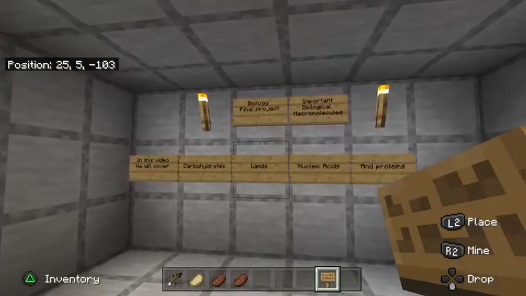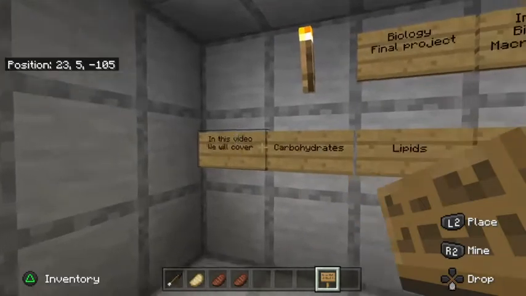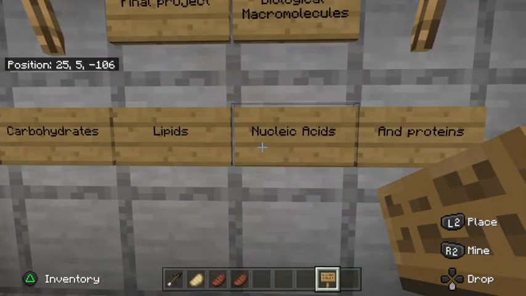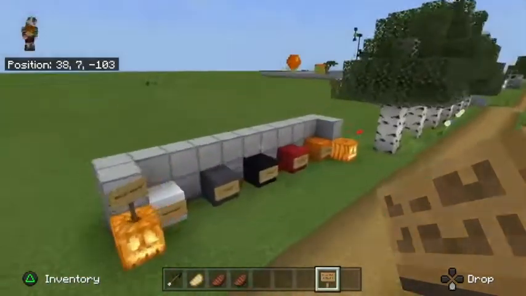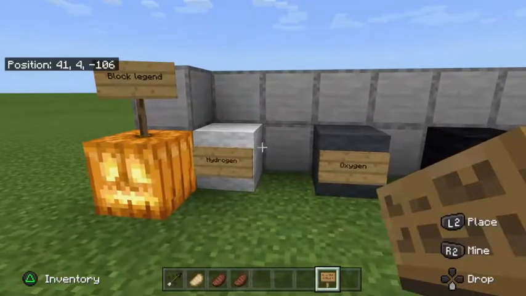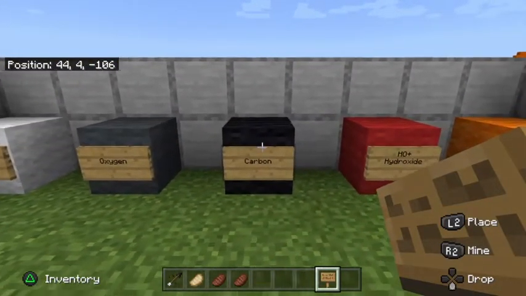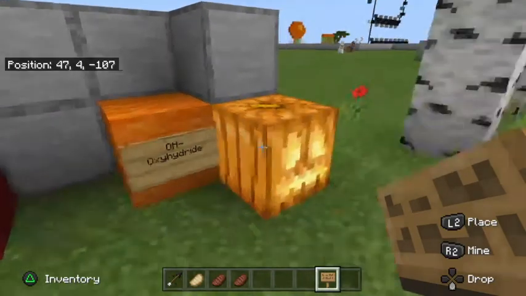So this is my biology final project about important biological macromolecules. We'll be covering carbohydrates, lipids, nucleic acids, and proteins. Here we have a simple block legend. Hydrogen is white, oxygen is gray, carbon is black, HO positive is red, and OH negative is orange.